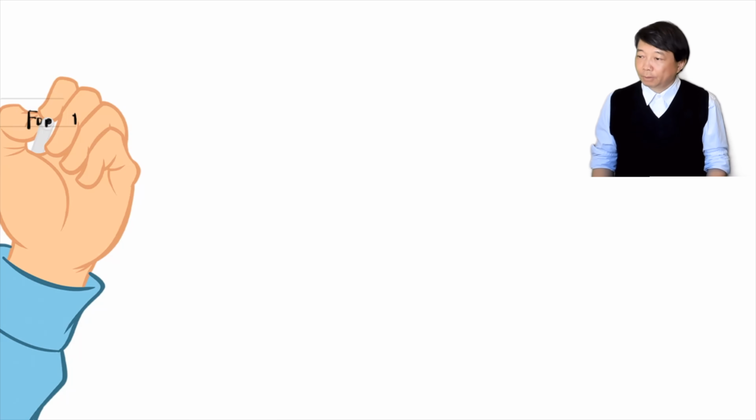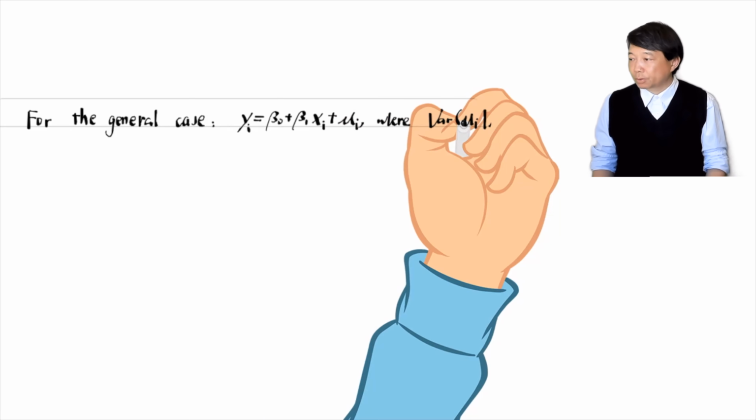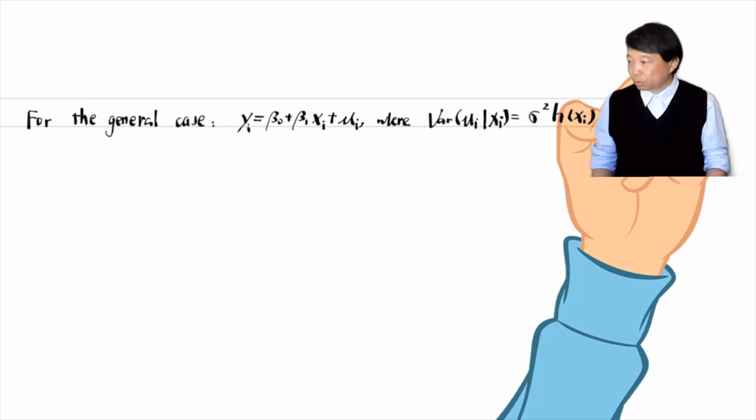Let us examine the general case where the error variance equals a constant sigma square times a function of x, h(x). The error variance for each observation is not the same. It changes with the explanatory variable x. That is why we use a subscript i to emphasize that the error variance is individual specific.